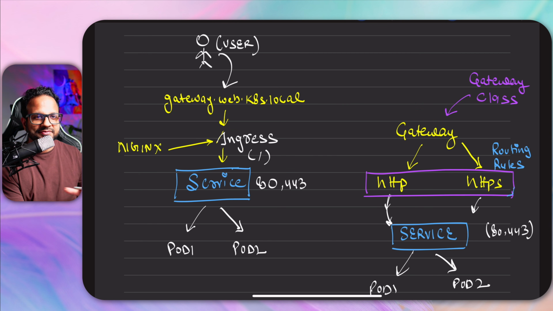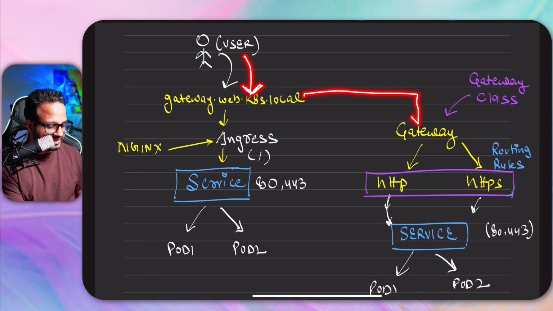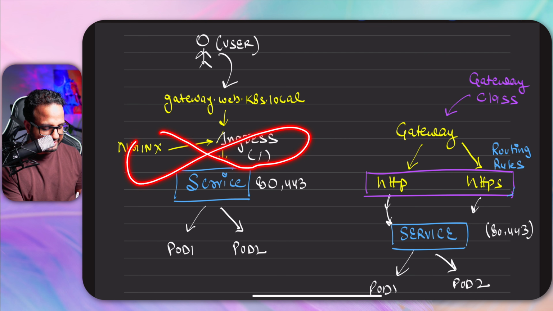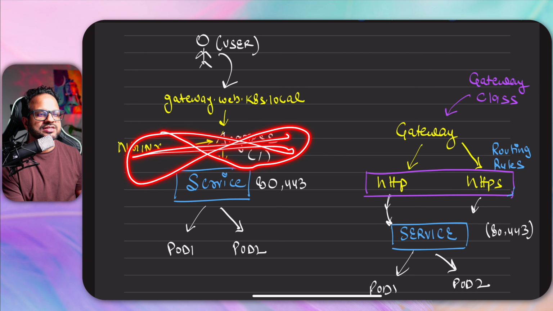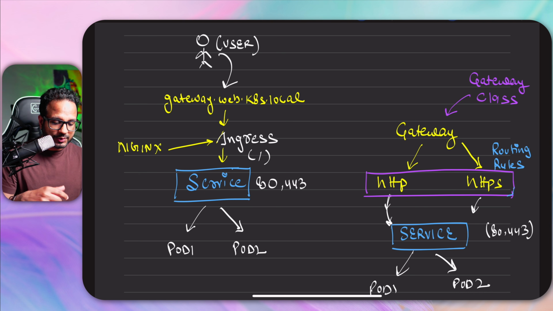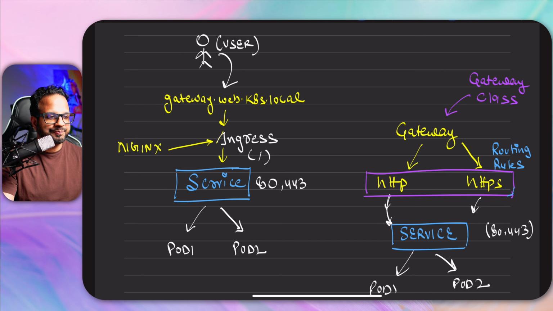And once we do the migration, when a user logs in or does a curl on this particular hostname, the request should be redirected to the gateway instead of Ingress. Once we implement everything, then we'll be deleting the ingress resource. Okay, so this resource will then be deleted. Okay, so let me share my screen and then we can do the demo.